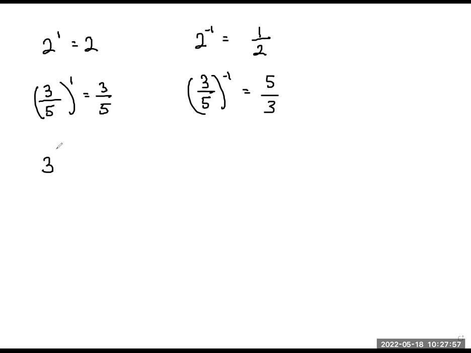No, let's do something easier. 3 to the power of 4 would be 3, 9, 27, 81.